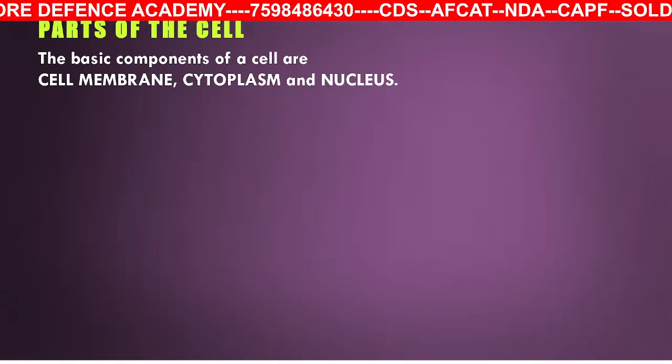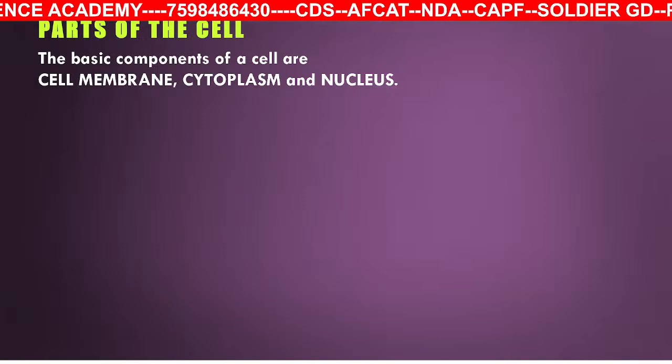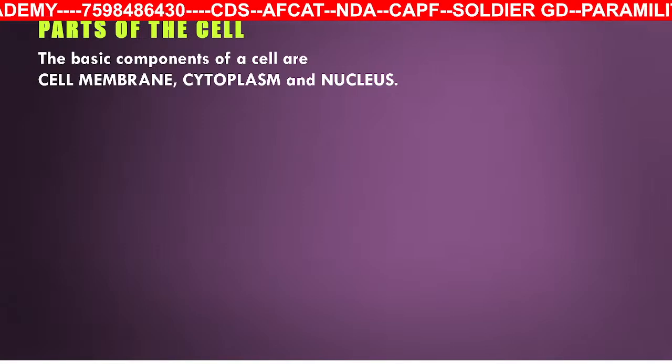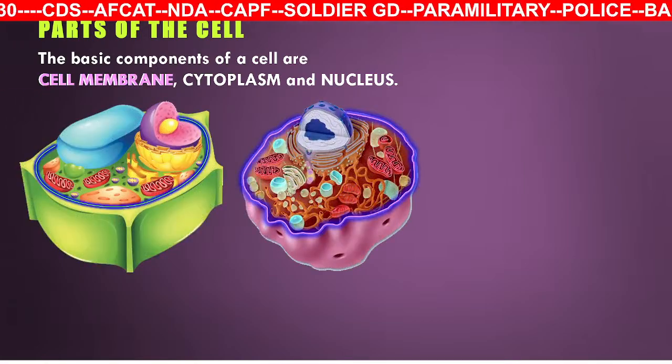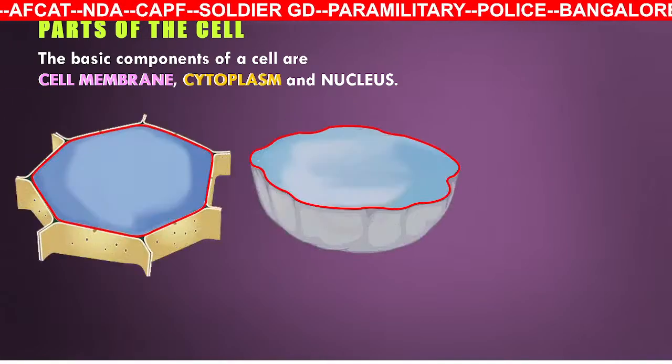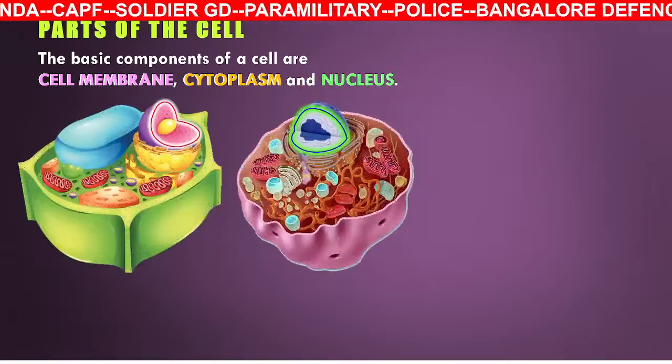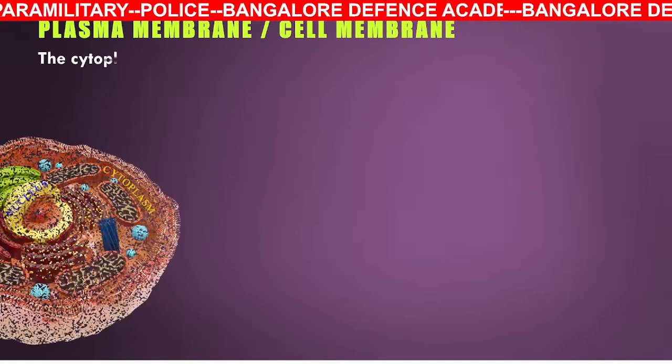Okay, then we are into a very important section here, called the parts of the cell: cell membrane, cytoplasm, and nucleus. Let us see one by one. First we'll see the cell membrane, cytoplasm and nucleus. We'll see this one by one. Ready? Okay. So we have the plasma membrane, which is also called the cell membrane.